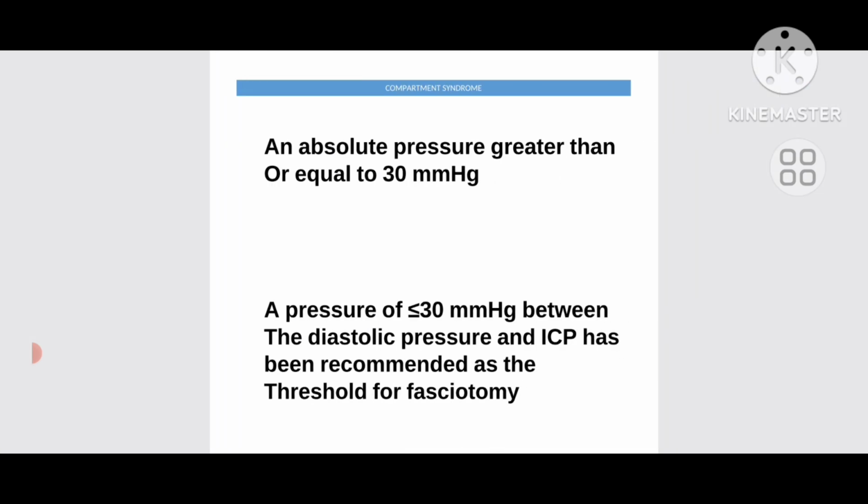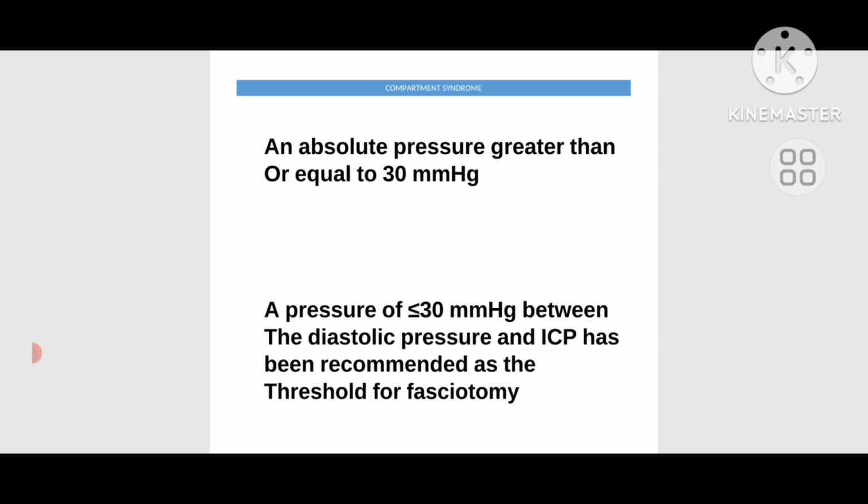So, what is the threshold for the fasciotomy? If the intracompartmental pressure is 30 or greater than 30 mm of Hg, it is the threshold for fasciotomy. Other is if the difference between the diastolic blood pressure of the patient and the intracompartmental pressure is less than or equal to 30, then it is also a threshold for fasciotomy. So there are two criteria for fasciotomy.